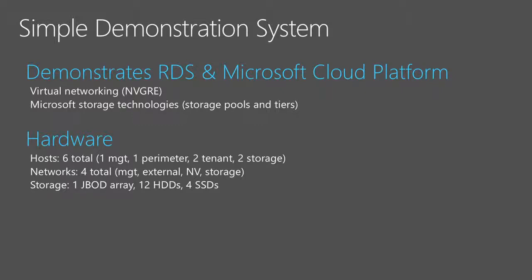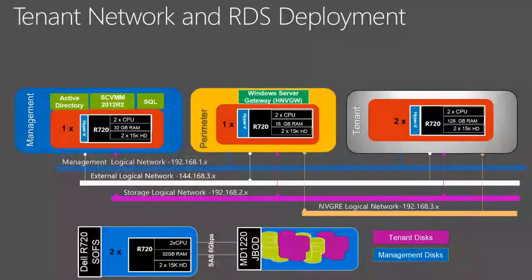And our storage was essentially a single JBOD with a bank of 12 standard HDDs and 4 high-speed SSDs. So now we can use tiering. If you're familiar with our Storage Spaces and some of those technologies, now we can get very high performance out of these types of deployments. Okay, when we've got it all put together, it looks something like this.